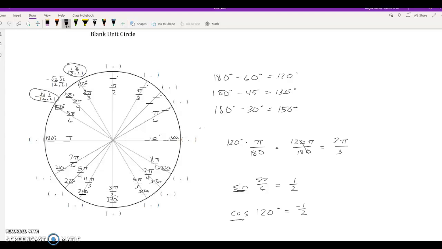Okay? This pretty much wraps up understanding the unit circle. Make sure you fill out your own. Double check that it's filled out correctly, and use it, because it's going to be super helpful in this course and in next year in pre-calc.